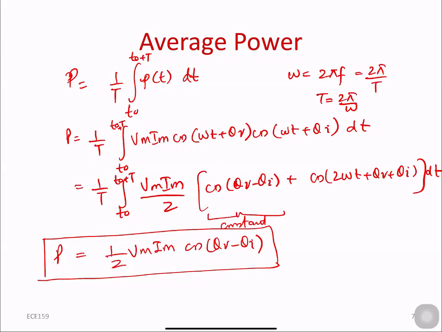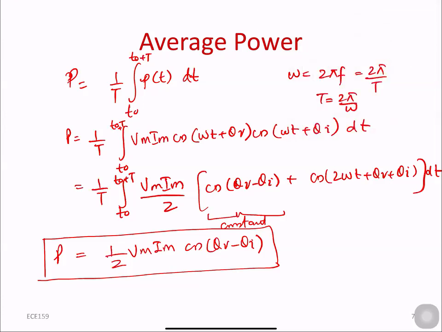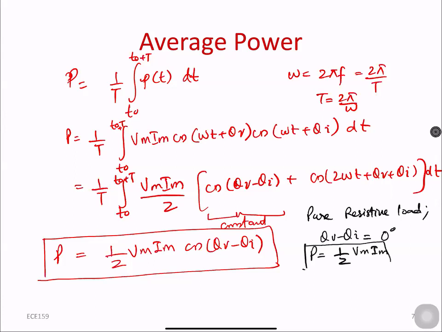Now let's say we have a network which is a pure resistive network. For a pure resistive load, what is going to be the power? For a pure resistive load, we know that the angle difference between current and voltage is going to be 0 because they are in phase with each other. So cos of 0 is going to be 1. In that case, the power is going to be half Vm Im, only for the pure resistive load.